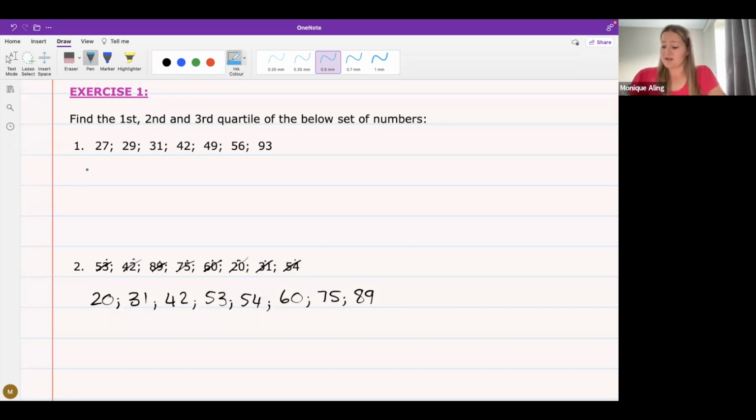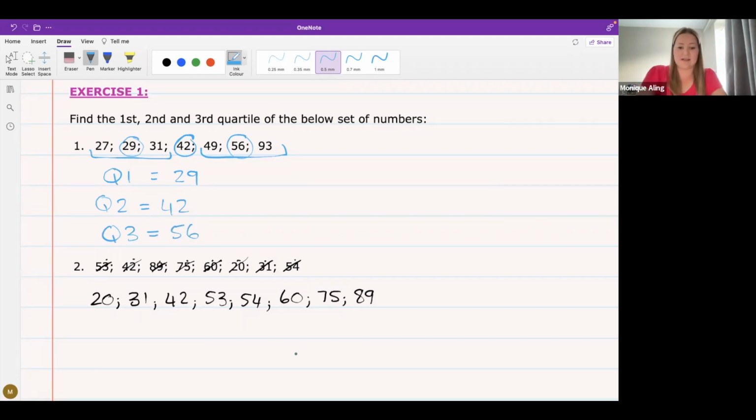Okay, so this one was still nice because all the numbers were in order. So there's 1, 2, 3, 4, 5, 6, 7 numbers. So it's an odd number. So we have a definite middle number, which is 42. That is our quartile 2. Then we look at the remaining numbers in the first half. We have a definite middle number, which is 29. And quartile 3, we look at this second half. And our quartile 3 is 56.